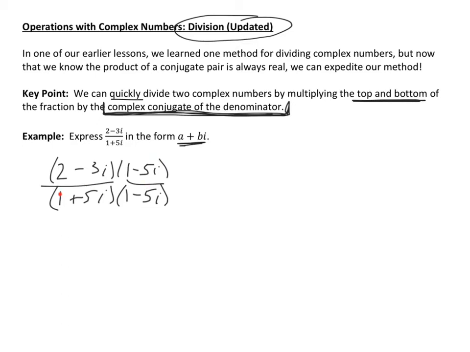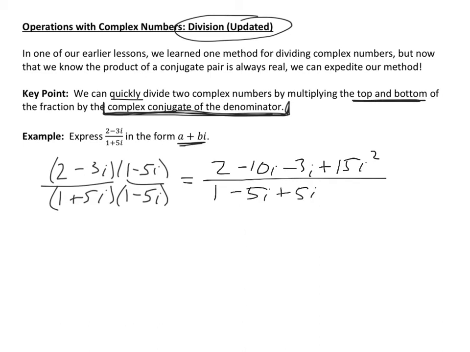Now, what do you expect is going to happen down here in the denominator? Anytime we multiply a complex number by its conjugate, what do we get? We get a real number, which is great, right? So working through this, in the numerator, I'm going to have 2 minus 10i minus 3i plus 15i squared. And in the denominator, I'm going to have 1 minus 5i plus 5i minus 25i squared.